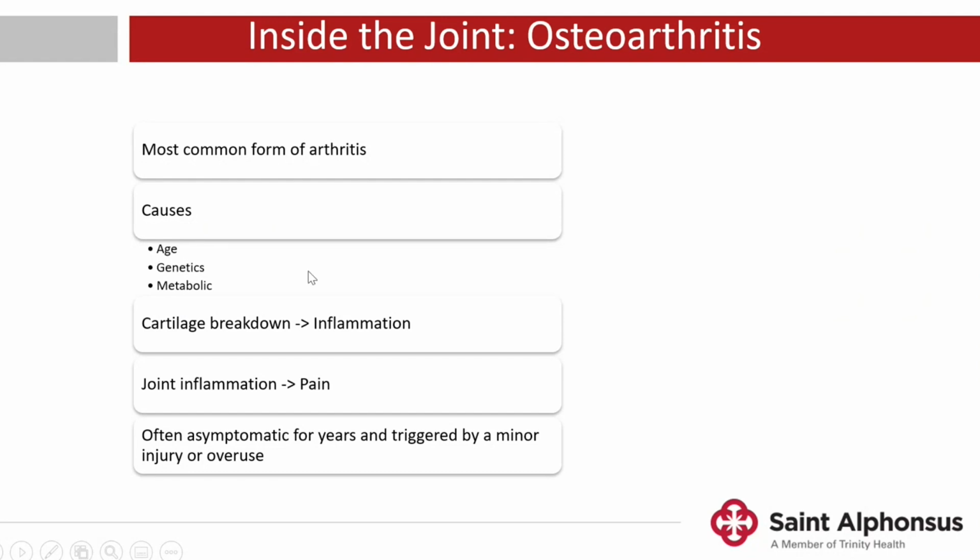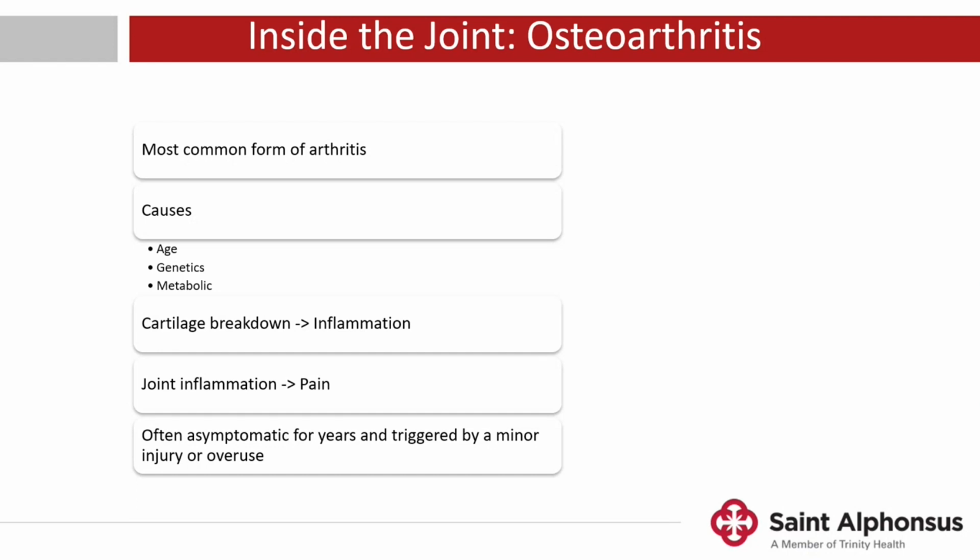Genetics play a role. If both your mom and your dad had hip and knee replacements, there's a good chance you might need one too at some point. And there are some metabolic factors. In particular, poorly controlled diabetes can contribute to chronic inflammation all over the body, but in particular can affect the hips and the knees.